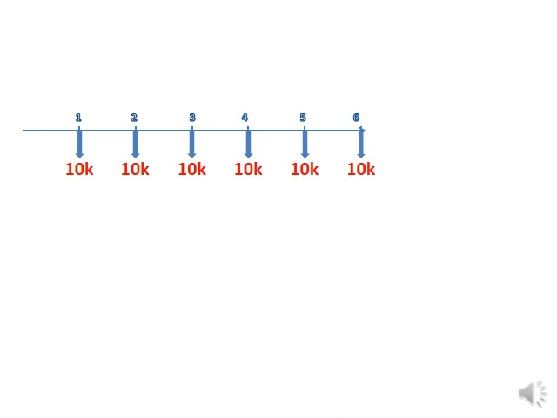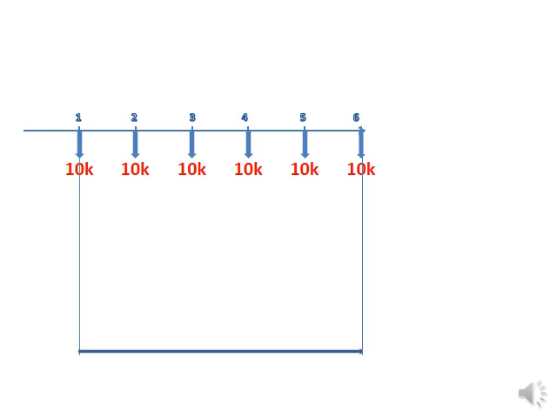Assuming that this bank is offering 10% interest compounded per month, then at the end of the 6th month, how much money is accumulated in the bank? Or how much money is available for withdrawal in the bank? Okay, so let's compute that.